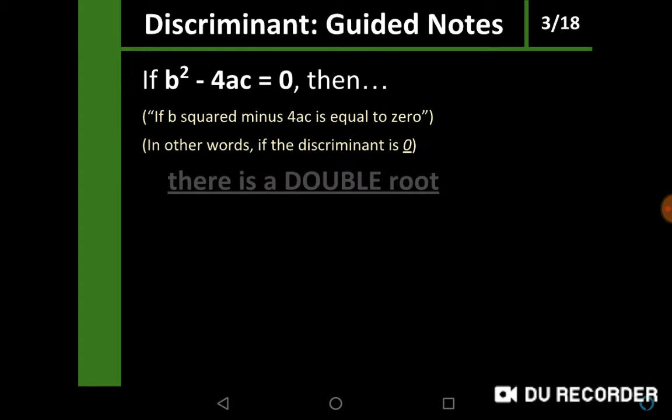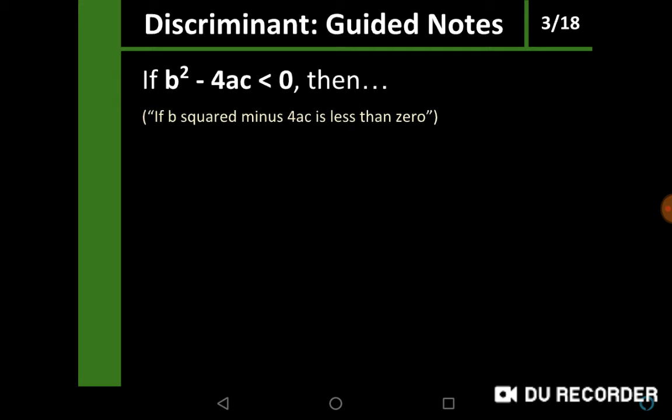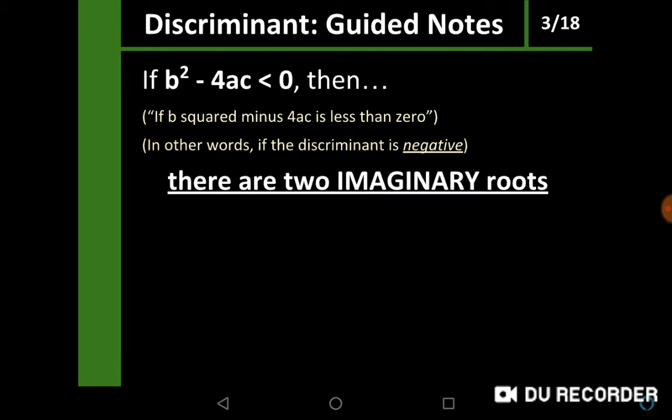Okay, there's one more option. So first option was positive, second option was 0. You may be able to predict what the third option is. If b squared minus 4ac is less than 0, that means the answer, the discriminant, is negative. In that case, there are 2 imaginary roots. So imaginary roots, meaning they're imaginary numbers. You will not see these roots on the graph. You're not going to see them as x-intercepts, but they are actually numbers.